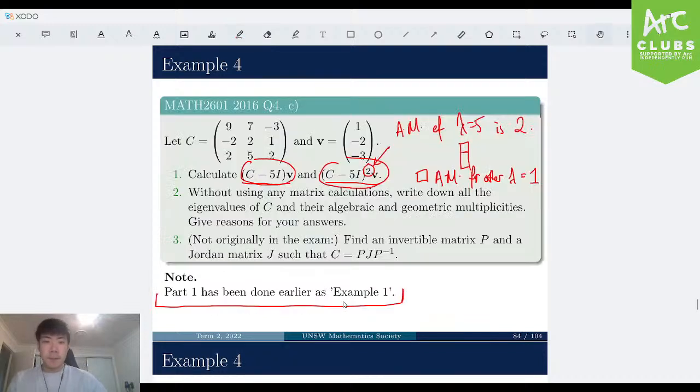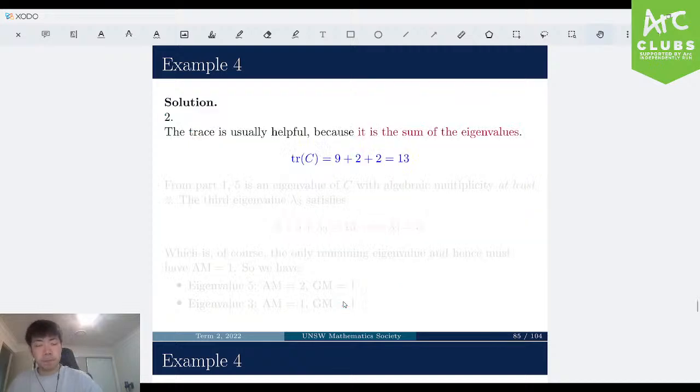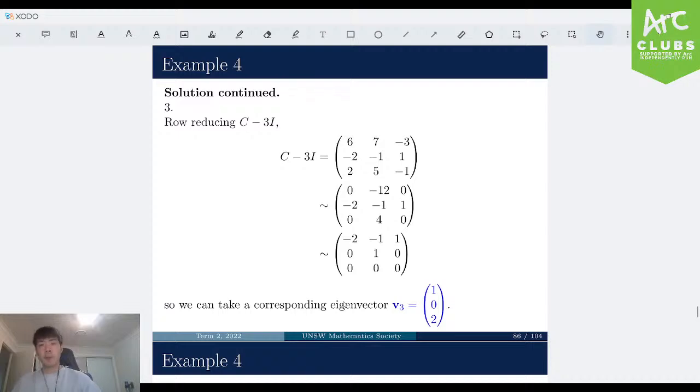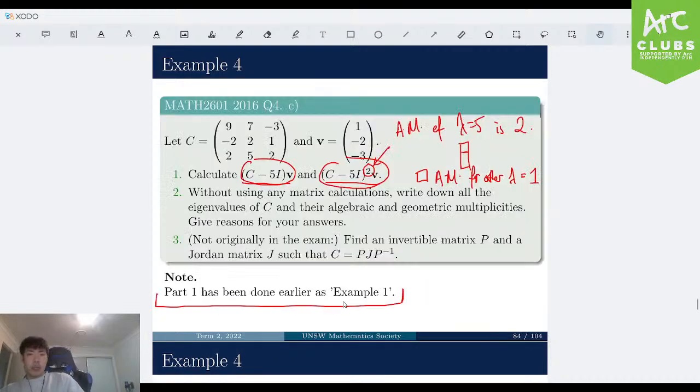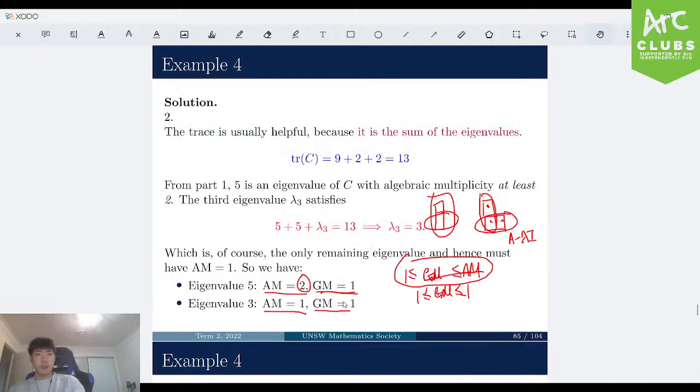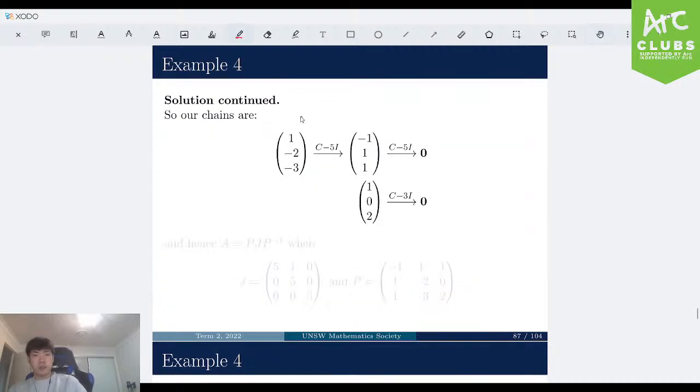Now the third question is, find an invertible matrix P and a Jordan matrix J such that we can rewrite C as PJP inverse. The thing is, we actually already have the Jordan chain process for eigenvalue 5, because we did that much earlier in the slides, and that was this here. This is example 1, so if you want to refer back to it, this was example 1.